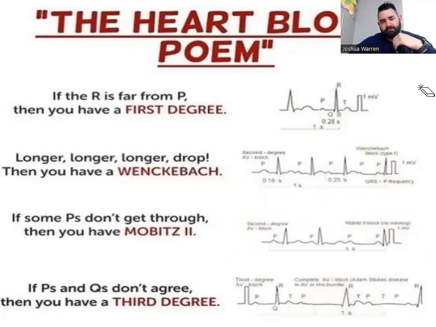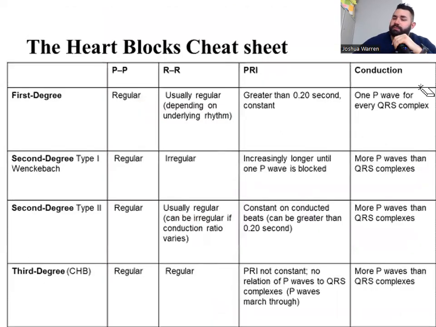So, yet one more time. If R is far from P, then you have a first degree. Longer drop, then you have a Wenckebach. Some of the P's don't get through, then you have a Mobitz 2. And if P and Q's don't agree, then you have a third degree. My heart block cheat sheet for your viewing pleasure.